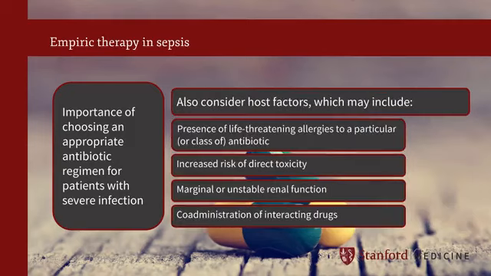Also to be taken into account are host factors. Some of these, for instance, might preclude the use of individual antibiotics, for example, the presence of life-threatening allergies to a particular antibiotic or class of antibiotics. Also, factors that might steer one away from certain antibiotics may include an increased risk of related toxicity. Examples include the use of nephrotoxic agents such as aminoglycosides or amphotericin in patients who already have marginal or unstable renal function, and especially if they are receiving other nephrotoxic drugs.